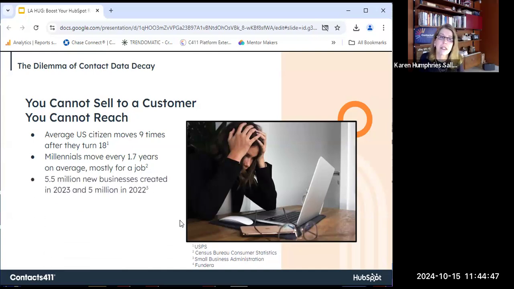5.5 million new businesses were created in 2023, 5 million in 2022, and there are only 30 million small businesses. So think about that. If you're selling to other businesses, there are a lot of people who left their old job and created a new job that might want your product that you might not be able to reach anymore. So that's really important.